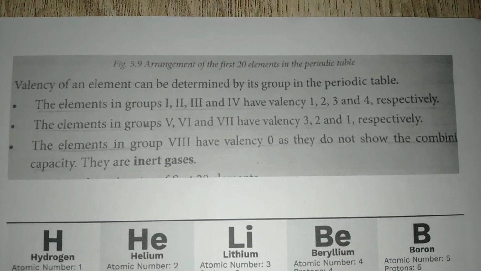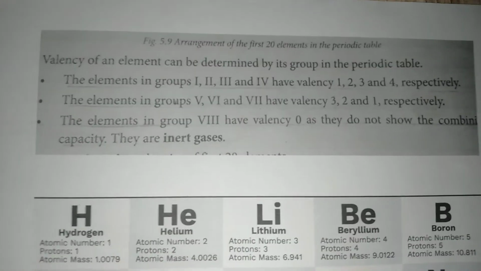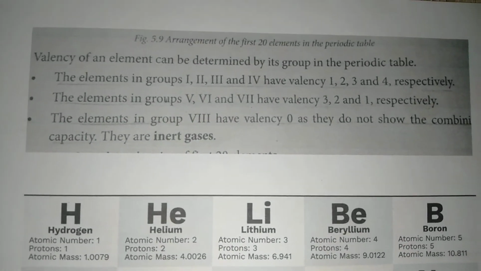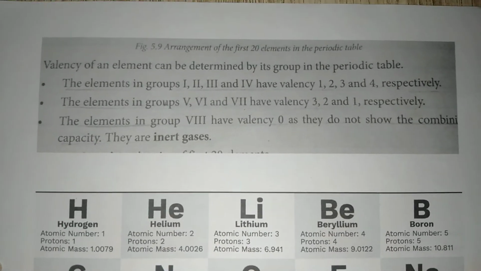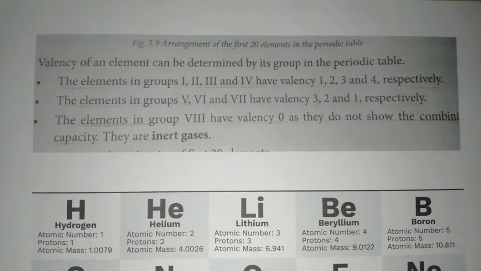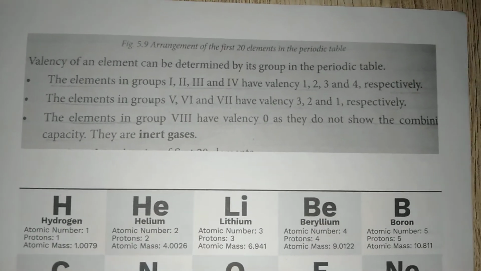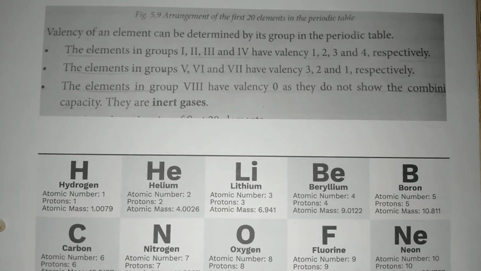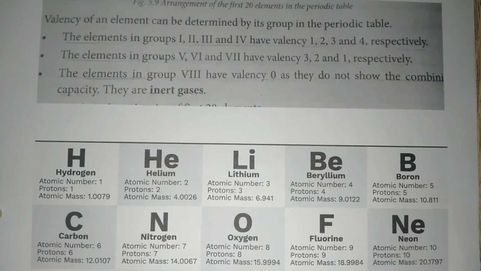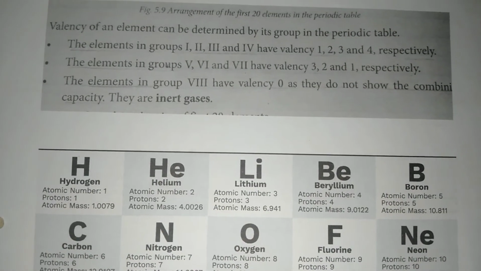The valency of an element can be determined by its group in the periodic table. The elements in groups 1, 2, 3 and 4 have valency 1, 2, 3 and 4 respectively. The elements in groups 5, 6 and 7 have valency 3, 2 and 1 respectively. The elements in group 8 have valency 0 as they do not show combining capacity. They are inert gases.